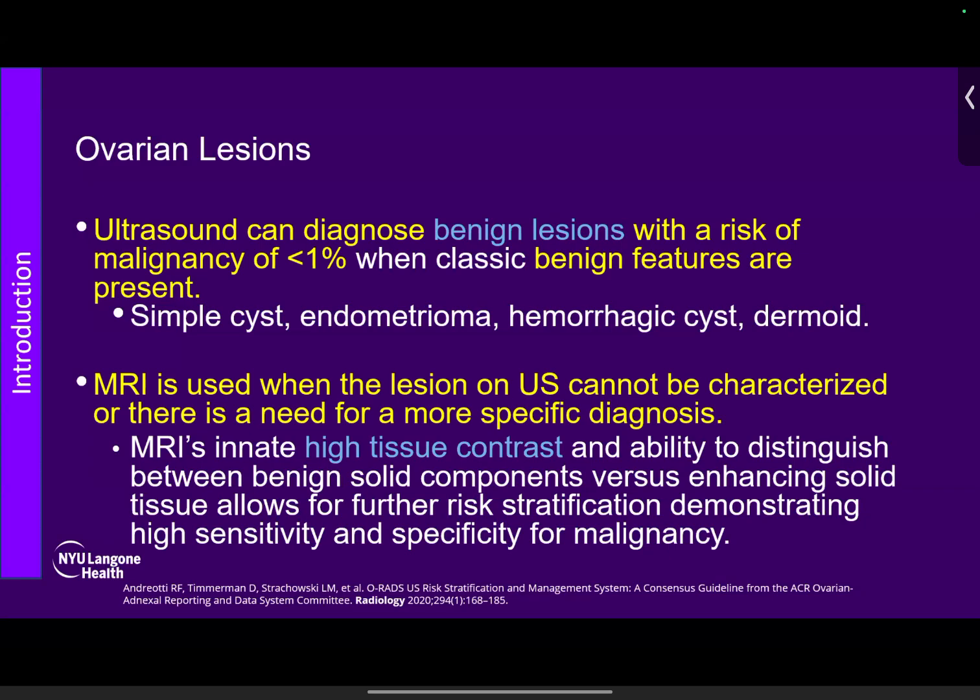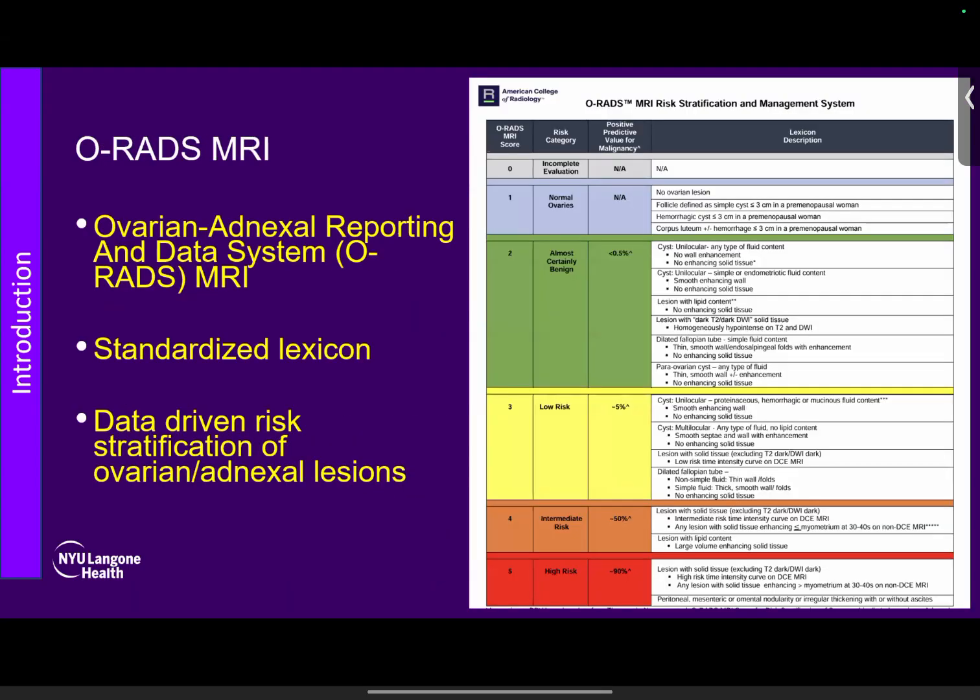MRI is very useful in evaluating the female pelvis, especially because it has high tissue contrast. It can differentiate between benign solid components versus enhancing solid tissue, which allows us to risk stratify that middle section where we may not be able to determine whether it's benign or malignant on ultrasound. And so I'll move this out.